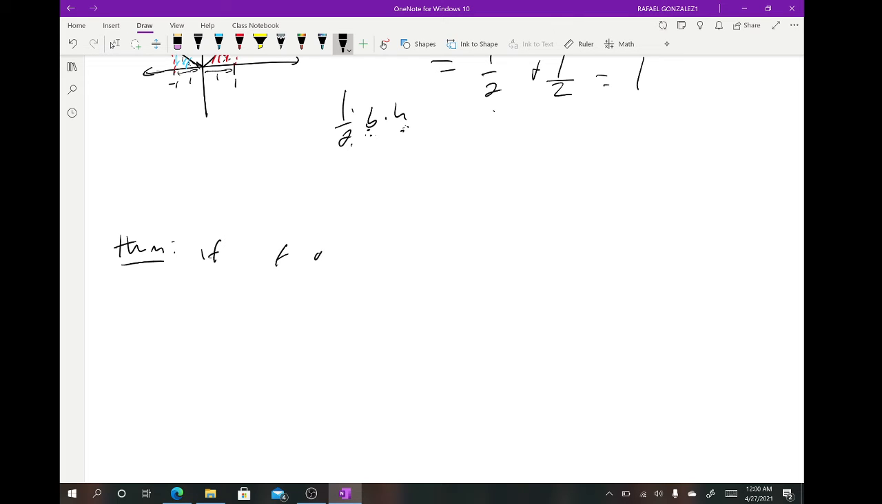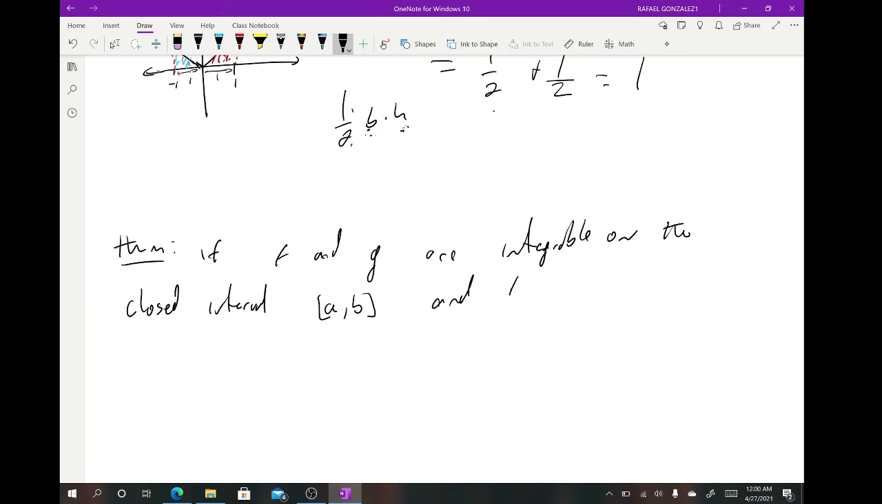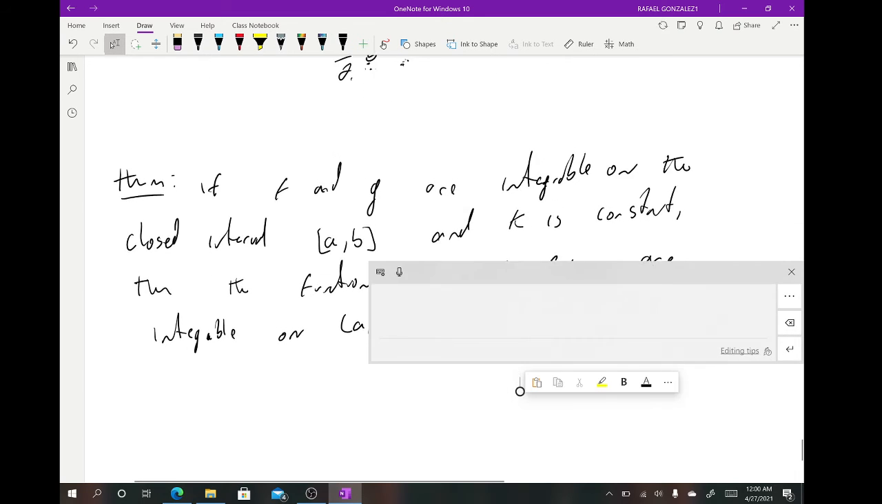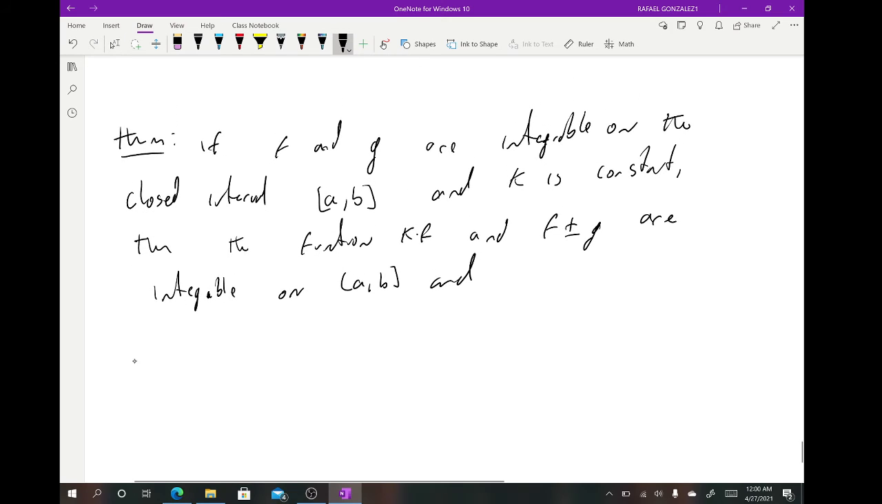If f and g are integrable on the closed interval ab, and k is a constant, and this too shouldn't surprise you, then the functions k times f and f plus or minus g are integrable on the closed interval AB. And the following is true.